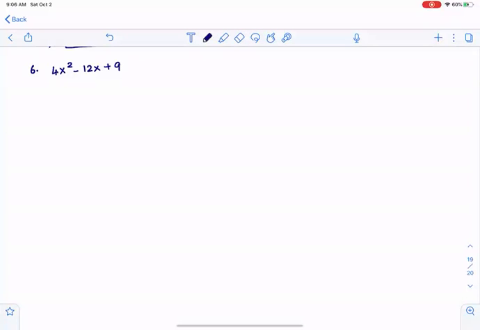So since we have a negative, we have to use a squared minus 2ab plus b squared.